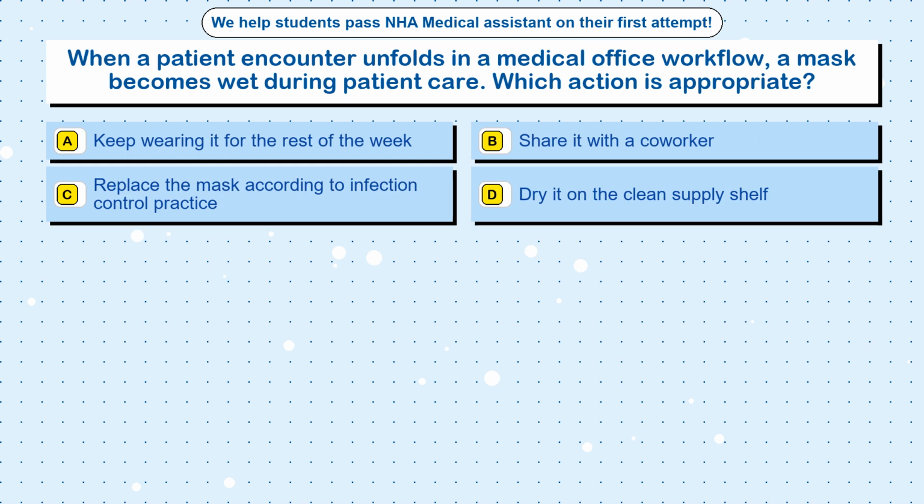Question 7. When a patient encounter unfolds in a medical office workflow, a mask becomes wet during patient care. Which action is appropriate? Option A, keep wearing it for the rest of the week. Option B, share it with a coworker.